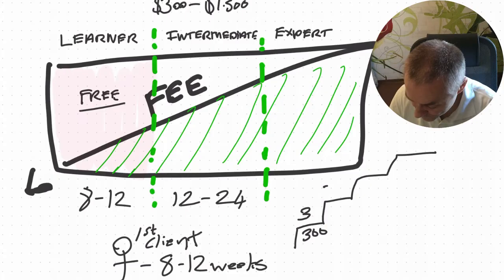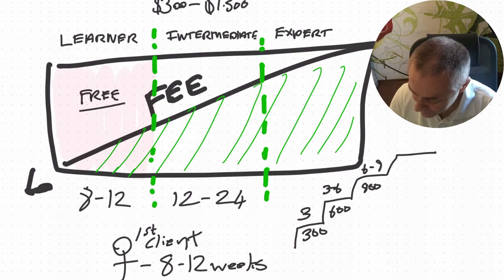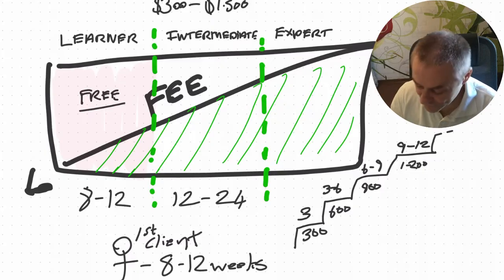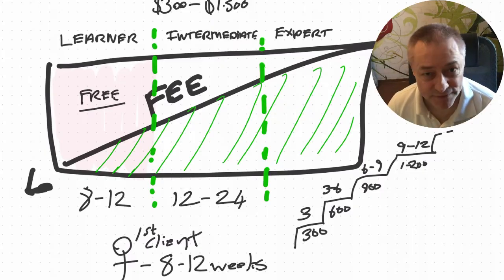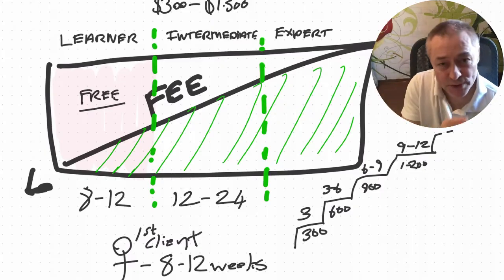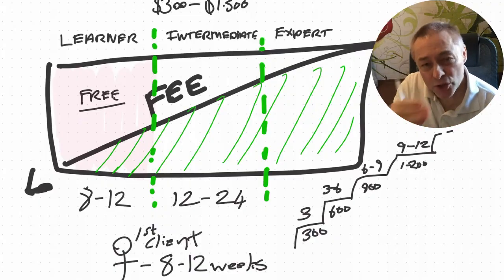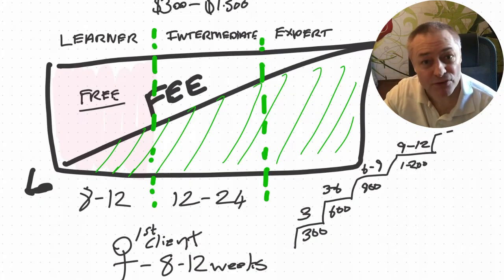So from 3 to 6 clients, you're going to charge $600. Then from 6 to 9 clients, you're going to charge $900. Then from 9 to 12 clients, you're going to charge $1,200. And then the next step is from 12 clients to 15 clients, you're going to charge $1,500. So what you're actually doing is step by step, you're going up $300 every 3 clients that you get.